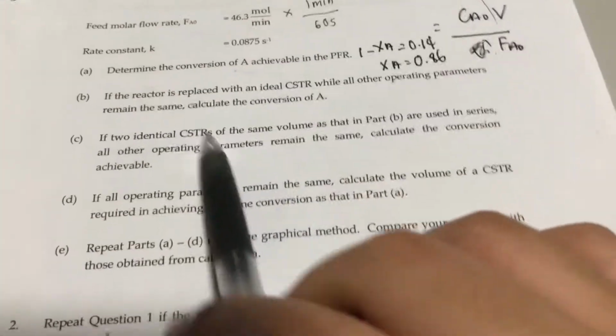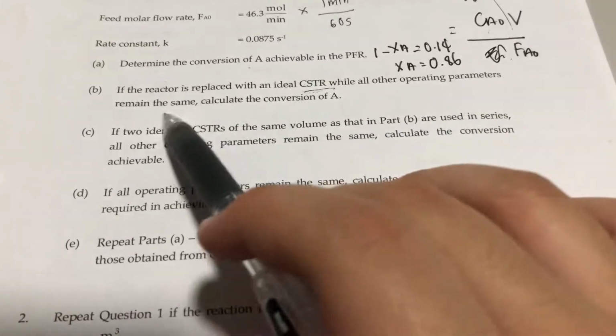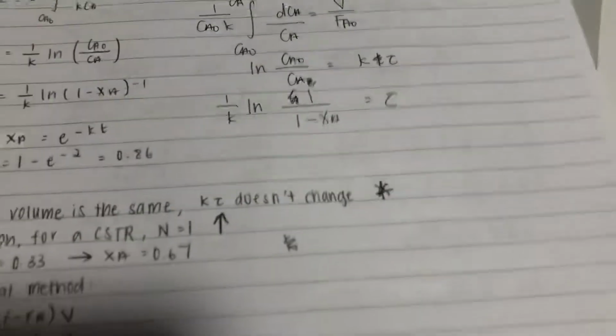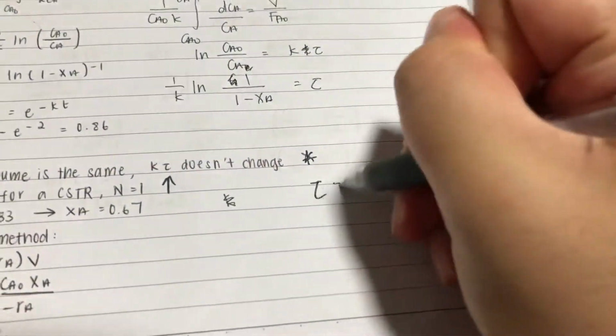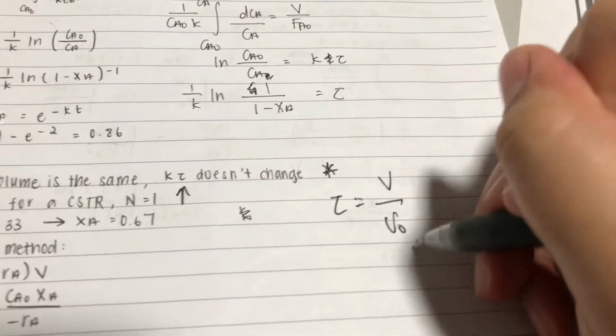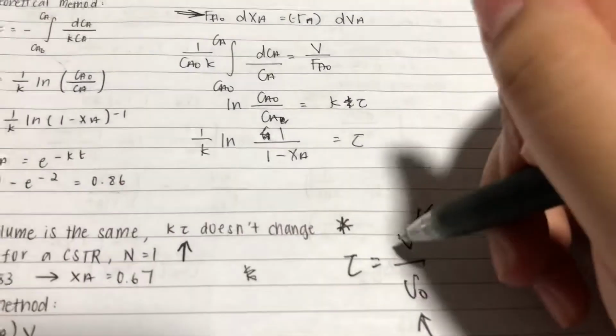Okay, then for part B they state that if the reactor is replaced with an ideal CSTR while the operating parameters remain the same, calculate the conversion A. So remember, take note that my tau doesn't change, meaning my K tau is still the same, because we know that tau is equal to V over V naught. So V naught is always a constant. So the one we will always readjust is our volume.